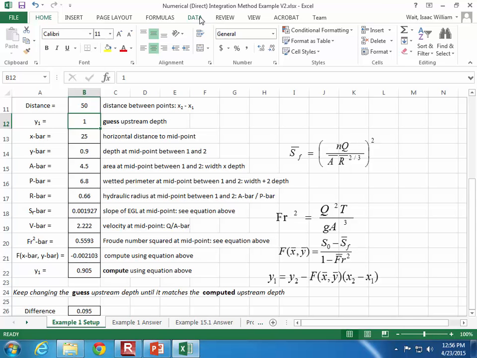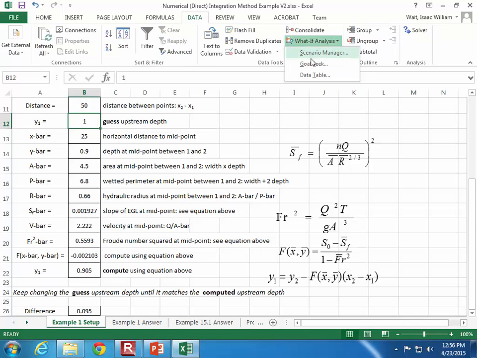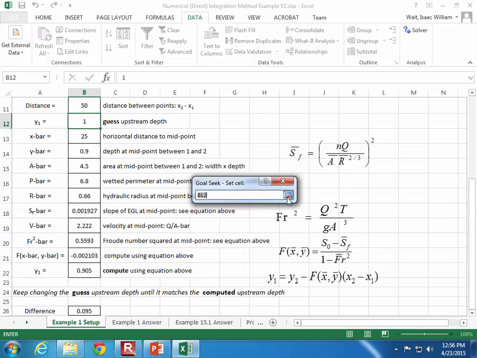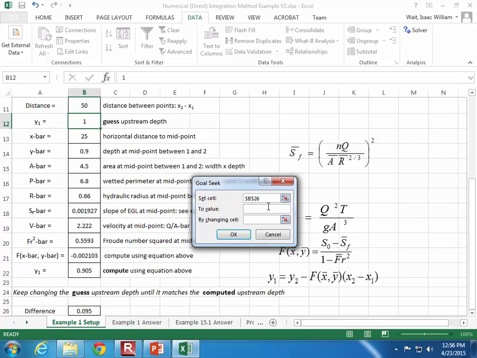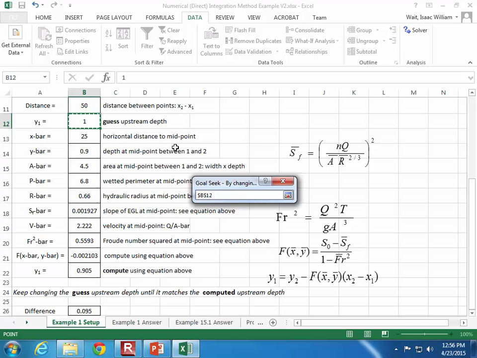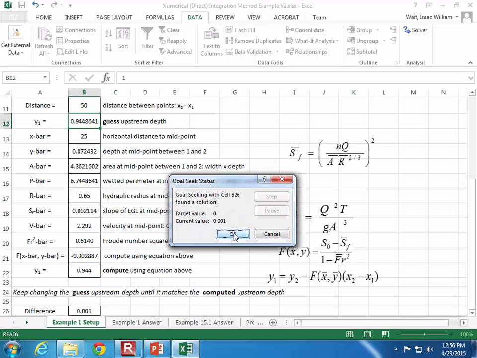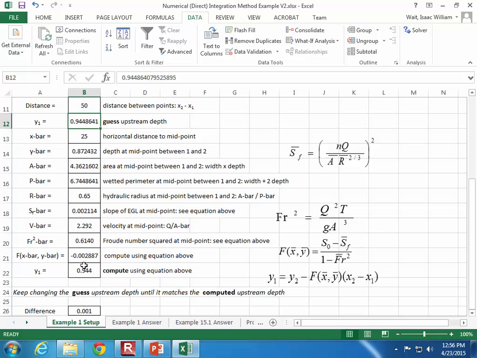So, of course, the smart thing to do is to use Goal Seek or Solver. My objective is the difference between my guess and computed y1. We want it to be 0 because I don't want the difference to be big. And what it changes is this guess value here. And so we run it, and it found a solution. The depth at 1 is 0.944. So it's not 0.85, it's 0.944.